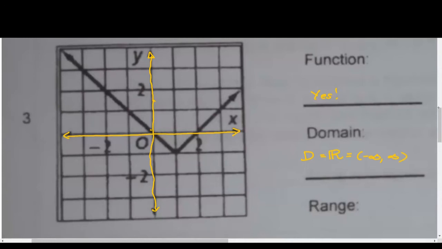Tingnan ninyo yung graph. Kunyari, itong portion na to, ito muna. From here, ayan. Ito yung mga points dito sa graph na ito. Sa palagay ninyo, nasaan yung mga y-coordinates ng mga points na yan? You see? Simula dito, pataas. Ayan. Lahat ng y values dito, sila yung mga y-coordinates ng mga points dito sa portion na ito.